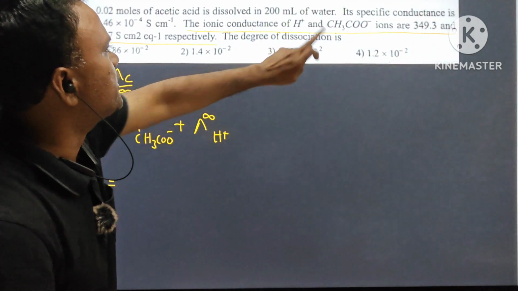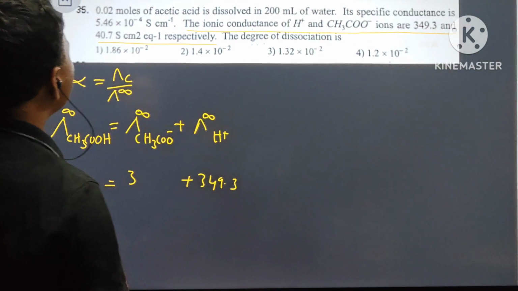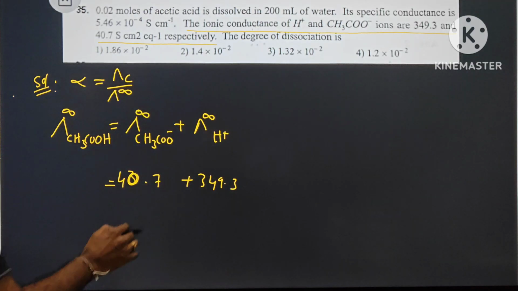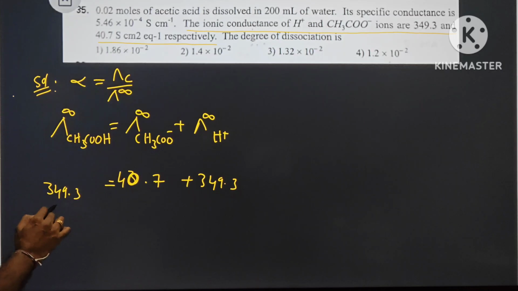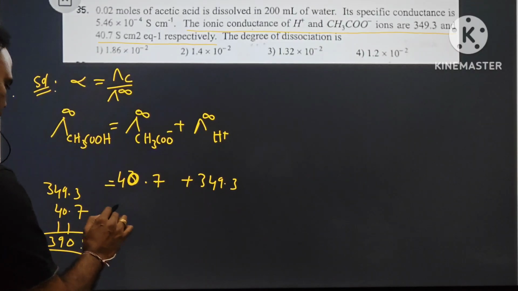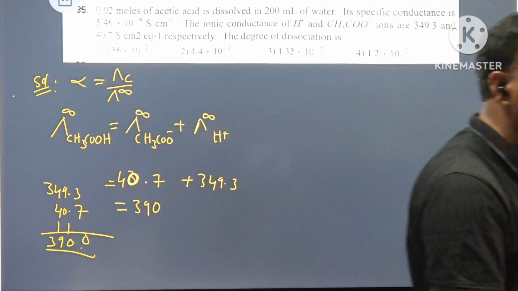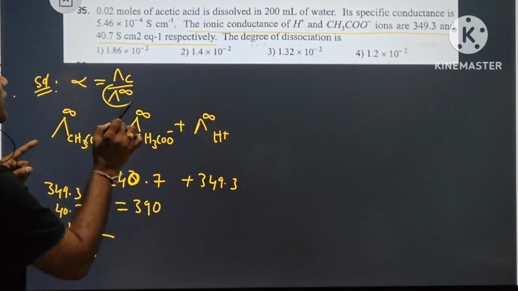Now add the conductances. H plus is 349.3 and acetate is 40.7. Add these two. Tell me the answer. 349.3 plus 40.7, how much? It is 390. 390 is the conductivity of the weak electrolyte at which dilution? Infinite dilution. So we got lambda infinity.